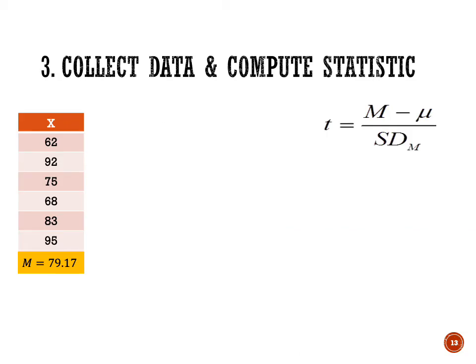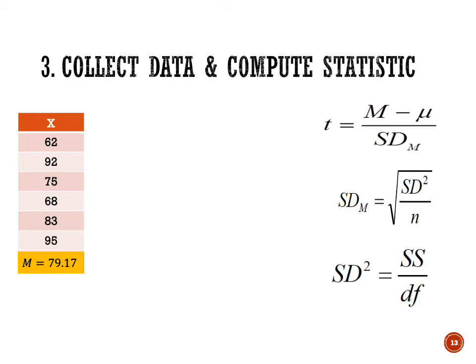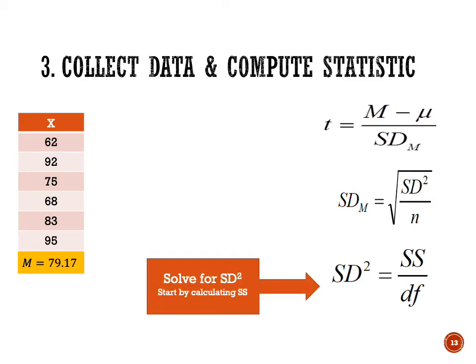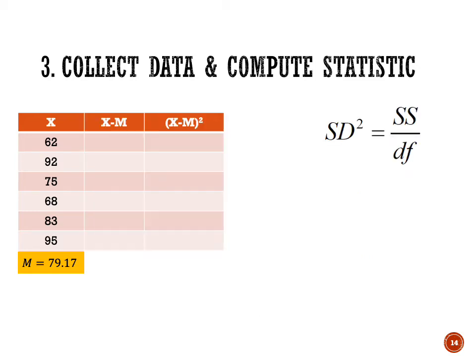All right, so here's our data, all of our scores, and we also have our mean. And here's our formula for the t-test. Again, in order to solve this, we need to figure out our standard error. In order to figure out the standard error, we need to solve for the variance. So in order to solve for the variance, we need to know the sum of squares, which we don't have yet. So we need to calculate the sum of squares first.